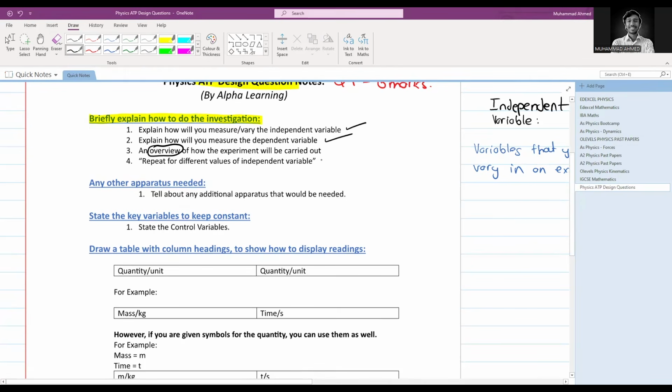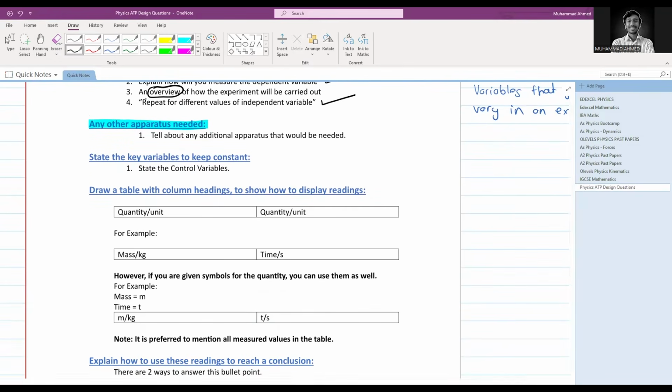Lastly, you will tell the examiner to repeat the experiment for different independent variables. Perfect. If in the design experiment it is written to list down any additional apparatus that is needed, you will list down any apparatus that is needed to measure the independent and dependent variables. If you have to state the variables that need to be kept constant, you will mention the control variables. We have discussed what control variables are.